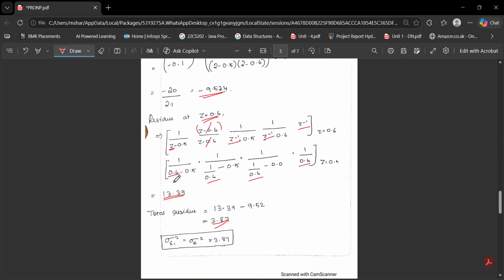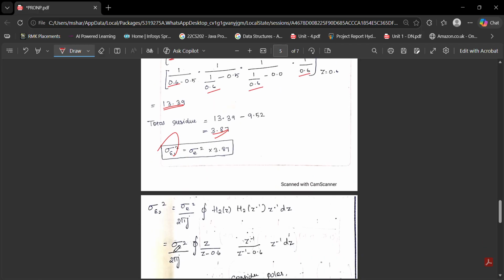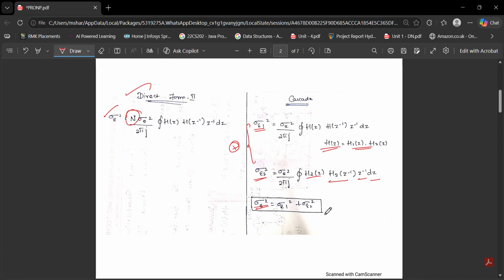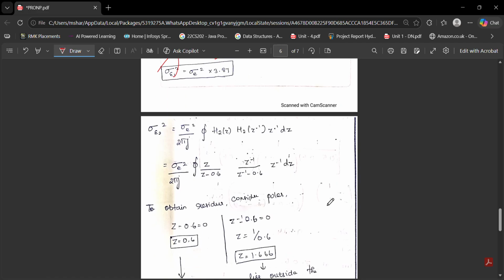So 3.87 multiplied by sigma e square, that is the first thing, sigma epsilon 1 square. Similarly, we will be calculating for epsilon 2 square. That is the step here. Okay, so epsilon 2 square we will be calculating, where we will be considering only h2 of z in this case. So now let's do that.